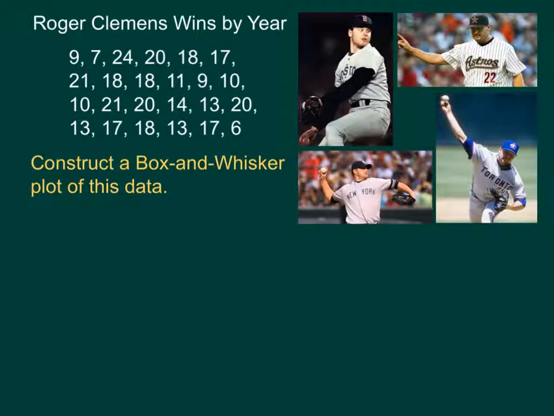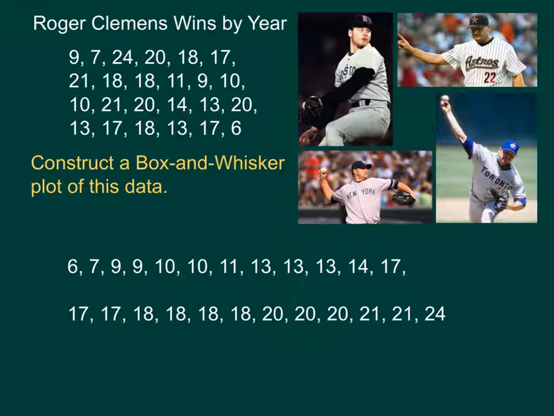Anyways, over his 24-year career, he amassed quite a few wins. And this data right here is the number of wins that he was awarded as a starting pitcher each of his 24 years. And I want to take a minute to try to construct a box and whisker plot of this data. In order to do this, I'm going to start by writing these numbers in numerical order. That's our first step. So take a second and let's do that.